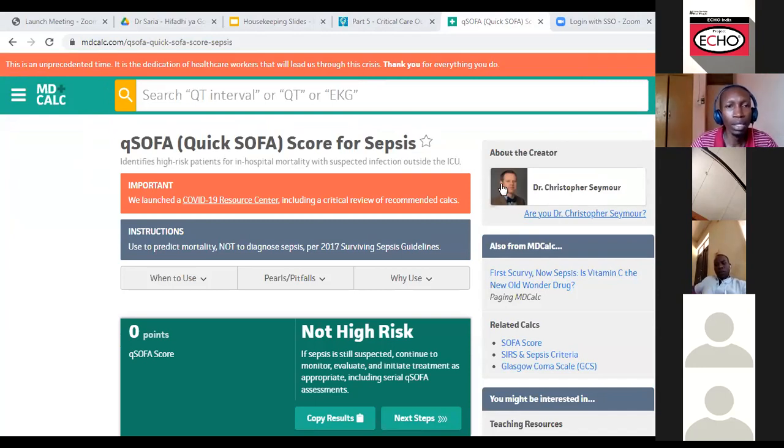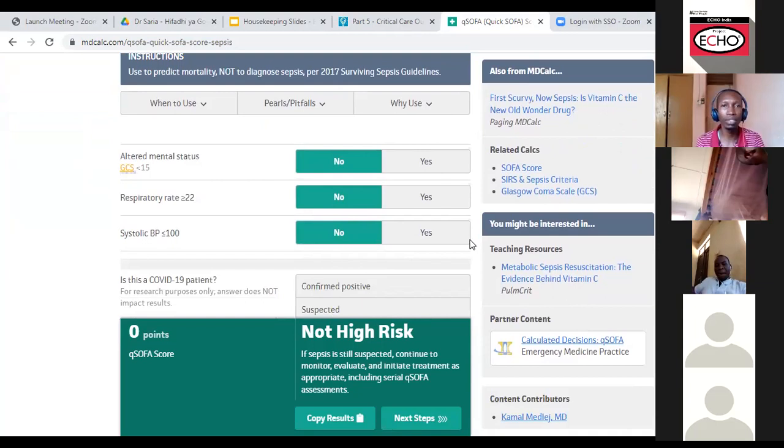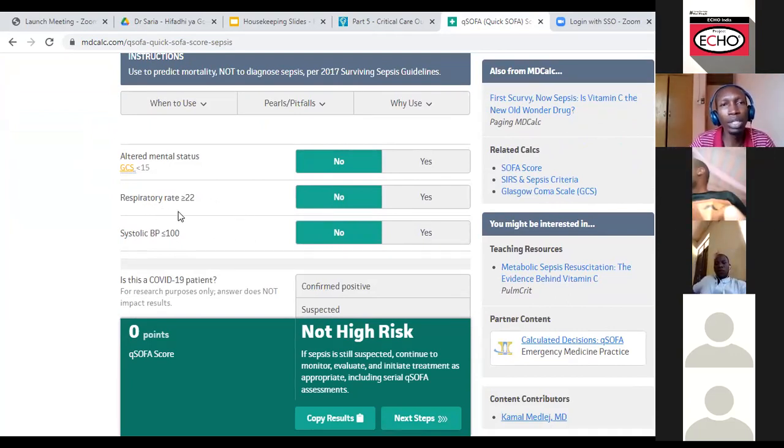As we can see from the link, it uses 3 parameters. And it's very simple. It's systolic blood pressure at a specific level, most of us use below 100, respiratory rate more than 22, or altered mental status. GCS, any value of GCS below 15 is an alteration. So 14, 13, 12 does not matter. And every single one of these will be given a specific number. So it's either 0 or 1.